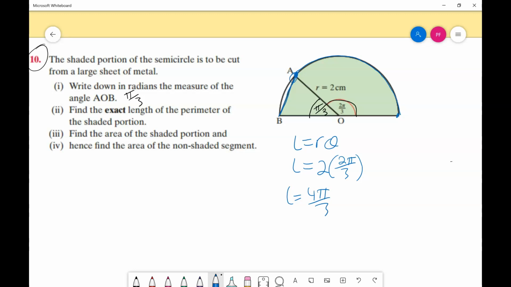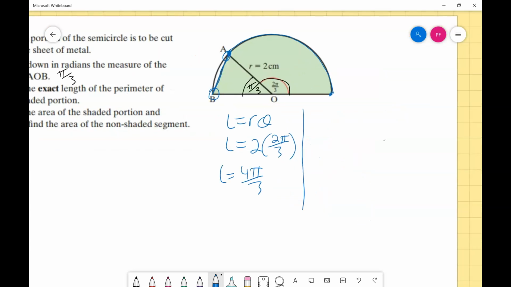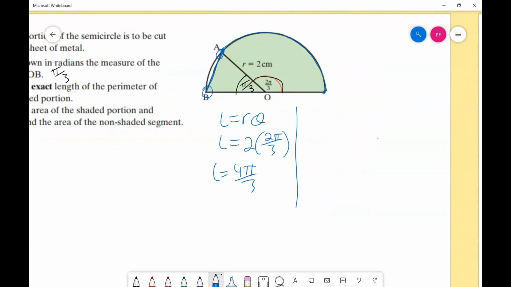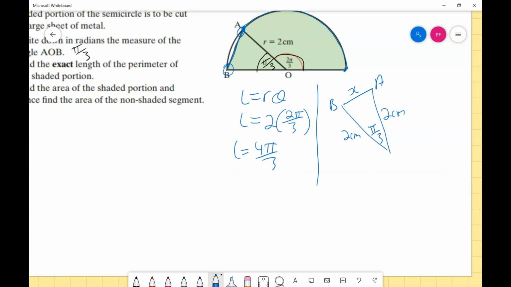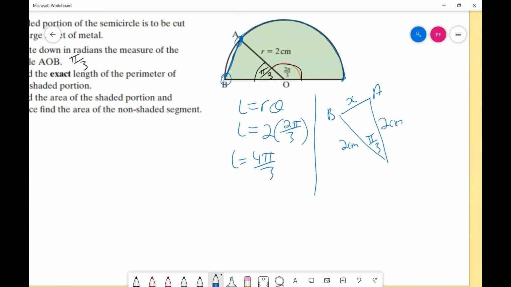However, we still have this straight line section here. So keep in mind what we know about this triangle. We've got B, we've got A, and we've got this angle in the middle, pi over 3. We've got 2 centimeters here, and 2 centimeters here. There's a bunch of different ways we could go about finding this missing length x here, but one option would be to use the cosine rule.